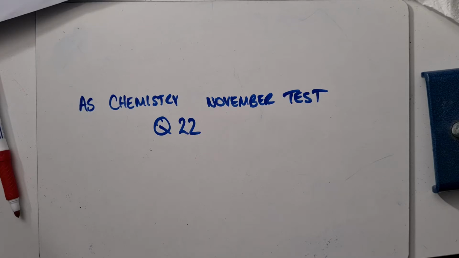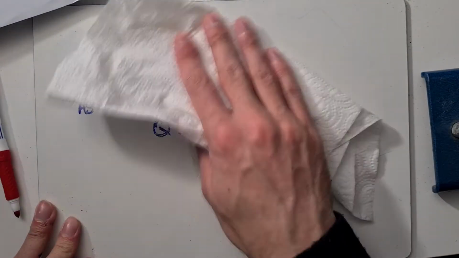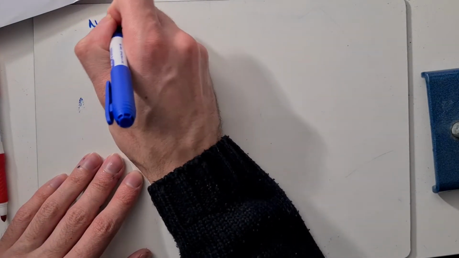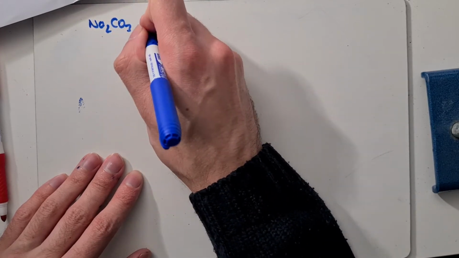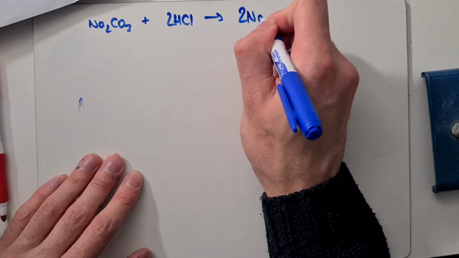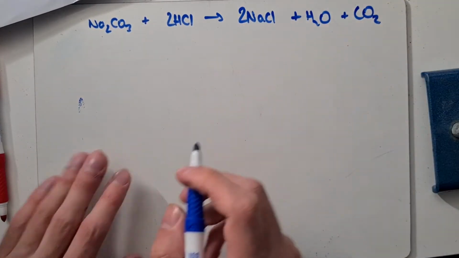We're going to look at AS Chemistry November Test question 22 now, which is analysis of a titration. In this one, we start with a student carrying out a titration to determine the concentration of hydrochloric acid. The student titrates the hydrochloric acid against a standard solution of sodium carbonate. We have Na2CO3 + 2HCl → 2NaCl + H2O + CO2.